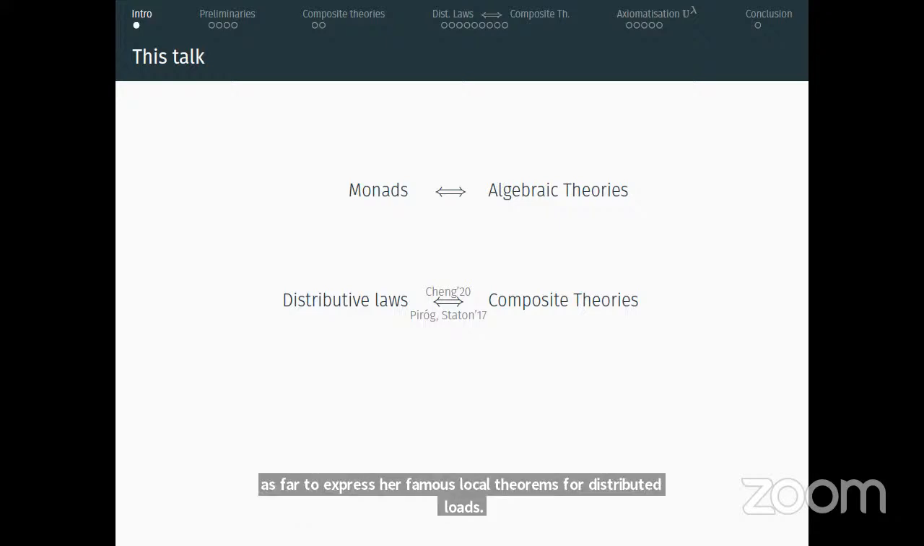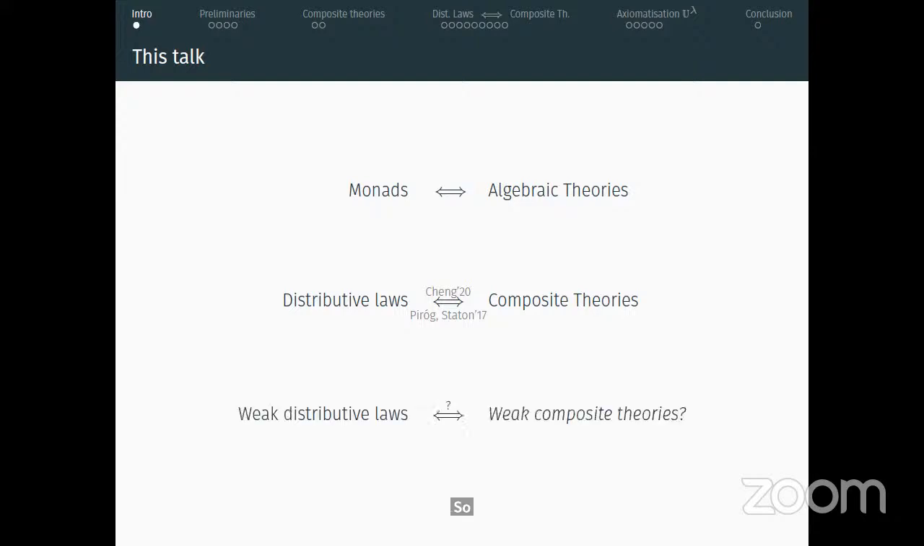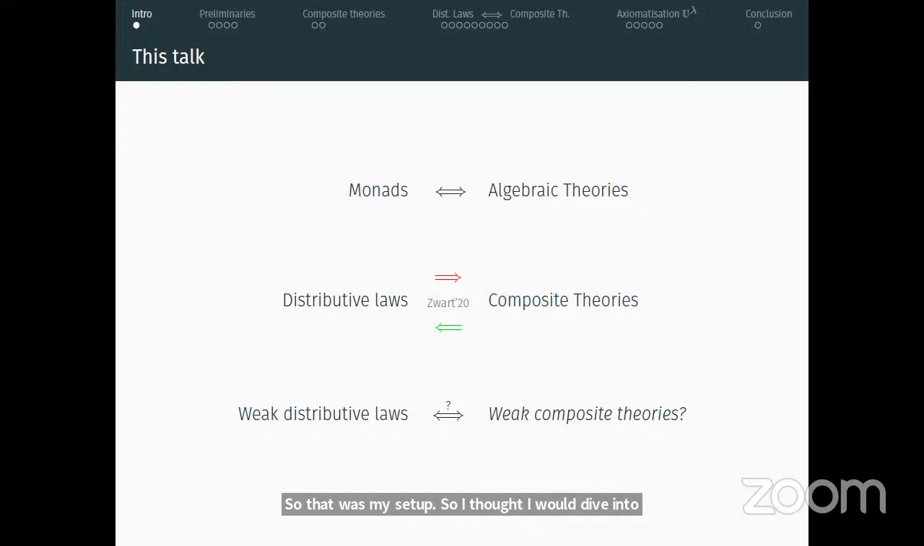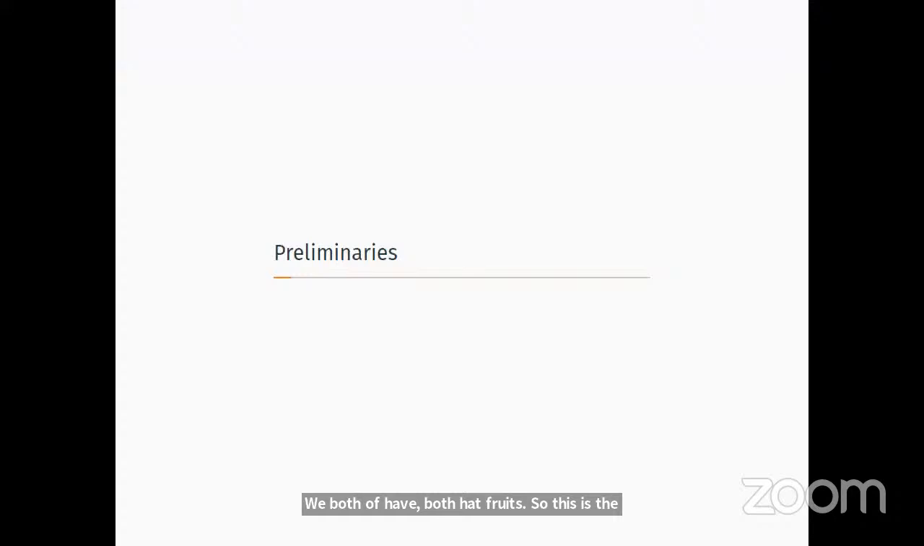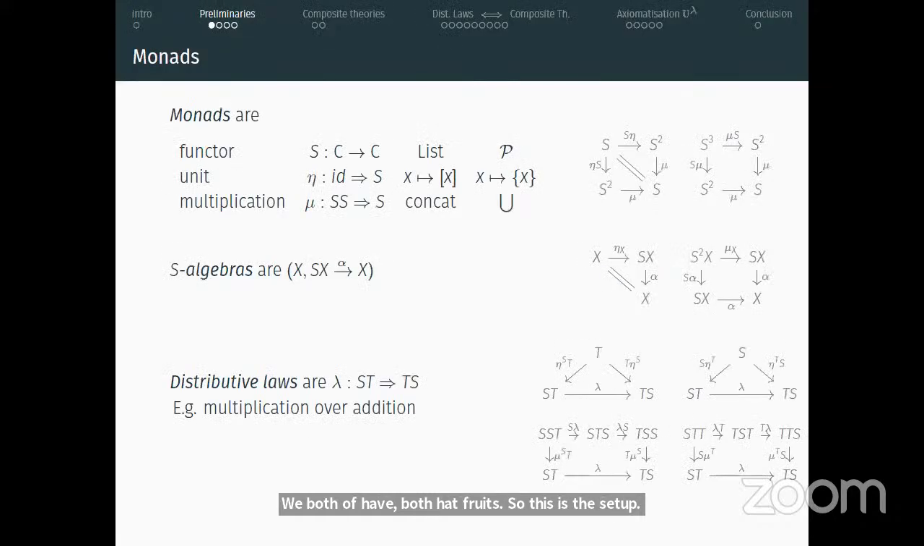With this setup, I was wondering: we have distributive laws, and nowadays there is another notion that has gained traction, called weak distributive laws. Could I extend this correspondence to the weak setting? That was my setup. I thought I would dive into the first correspondence to understand it fully and then translate it. I realized that only one part of this correspondence was in fact fully proven. So I decided to finish it, and when I realized it was quite some pages, I contacted Micah, and we made a paper together. I've included a slide on monads, but I guess most of you are probably familiar with what those are.